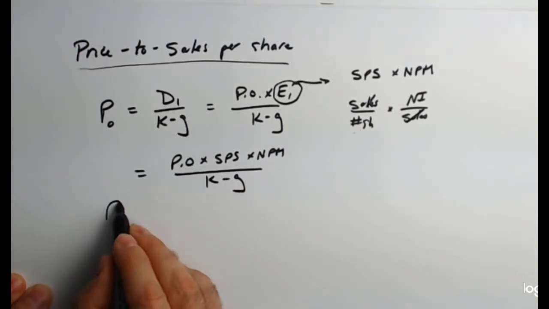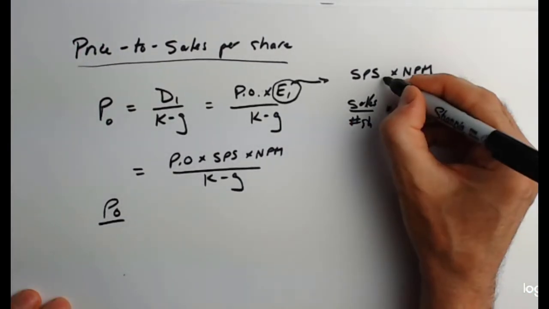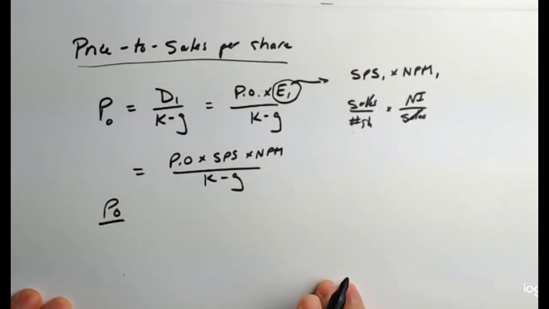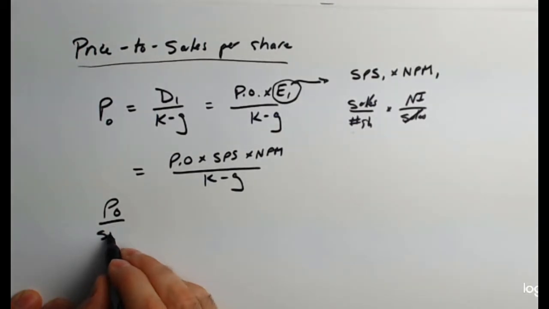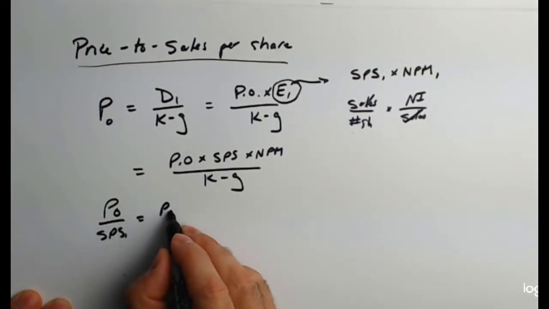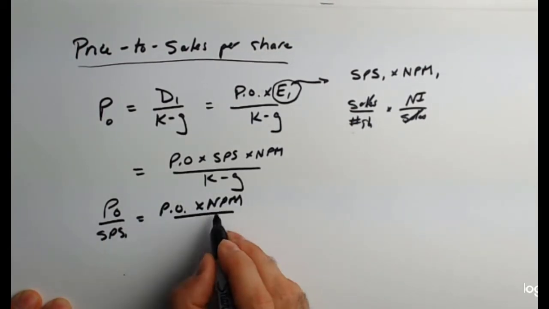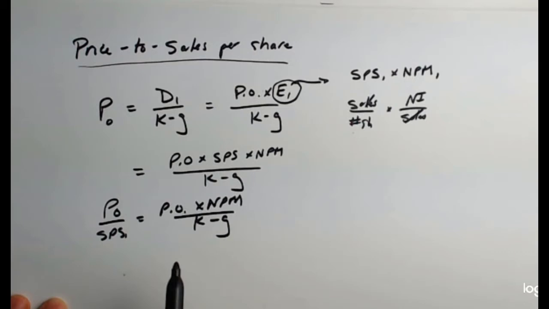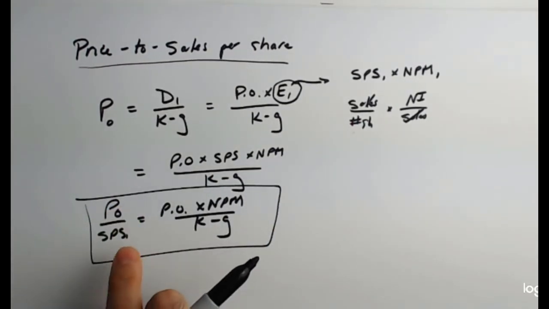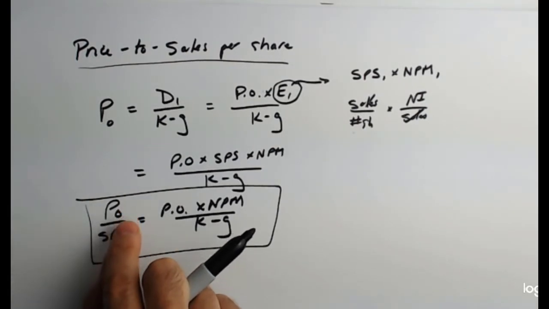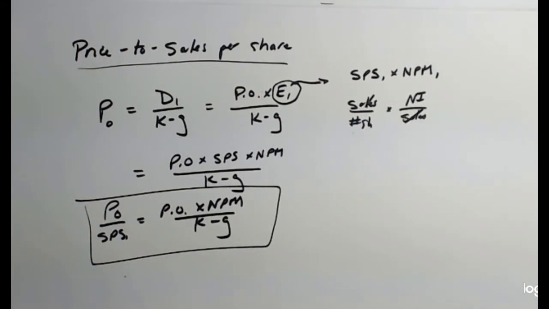So now let's divide both sides by sales per share. We should be clear here, this is sales per share period 1, net profit margin period 1, so it matches up with earnings per share period 1. So then price over sales per share period 1 equals the payout ratio for the dividend times the net profit margin divided by K minus G. And there you have it, a fundamental ratio for price to sales. In other words, people have a really good reason for looking at price to sales ratios to try to determine whether or not a stock is over or undervalued.